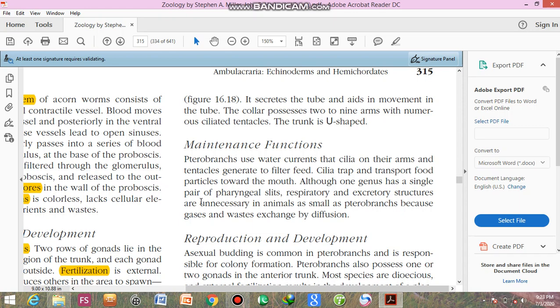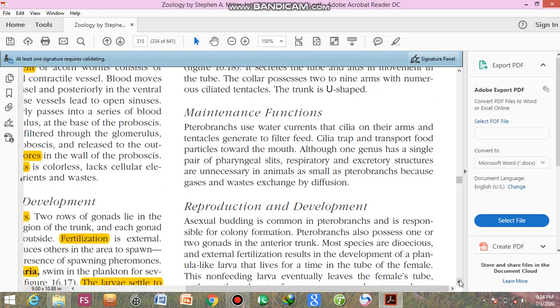Although one genus has a single pair of pharyngeal slits, respiratory and excretory structures are unnecessary in animals as small as pterobranchs because gas and waste exchange occur by diffusion. Because these animals are microscopic, with very small sizes ranging from 0.1 to 5 mm, there is no need for all these structures, so exchange between the body and the external environment occurs through diffusion.